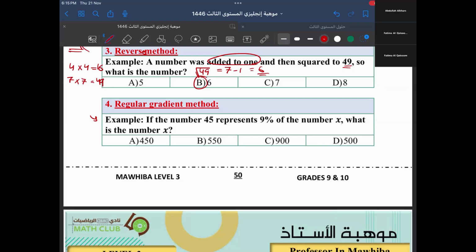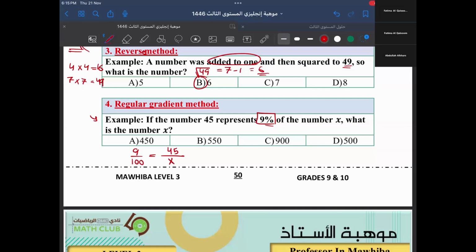So here we see that we have a percentage, right? If I want to write 9% as a fraction, I'm going to write it as 9 over 100, right? So here, what I'm going to do is say 9 over 100 equals 45 over x. Okay? Because this is the ratio. The ratio here is 9 over 100 equals the ratio of 45 of the number x that we want to find.